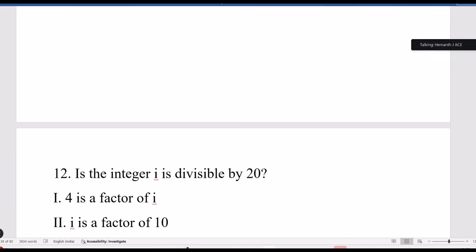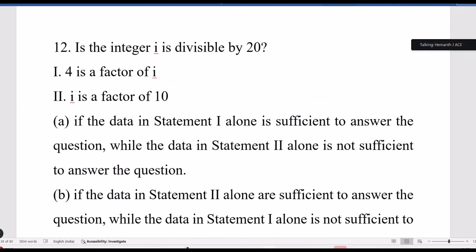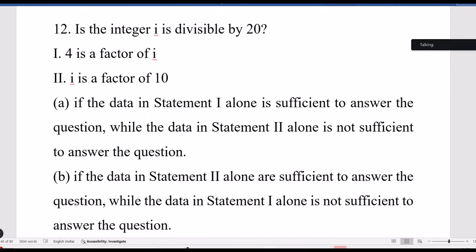Now, is the integer I divisible by 20? More of data sufficiency stuff we are discussing.